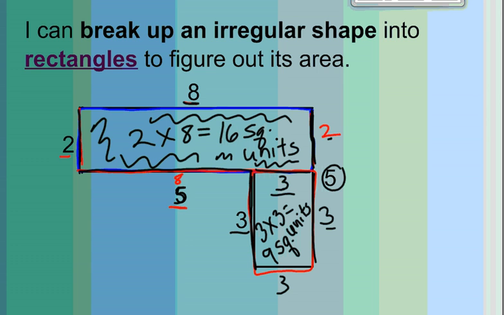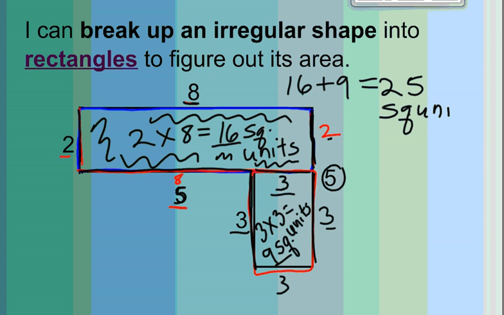Right? But now I'm not done. I want to figure out the whole area, the area of the entire shape. So what I'm going to do is take this 16 square units and add that to the area of that rectangle. 16 plus 9 equals, let's see, 12, 13, 14, 25 square units. SQ stands for square units, right there. So 25 square units is the area of the whole shape.